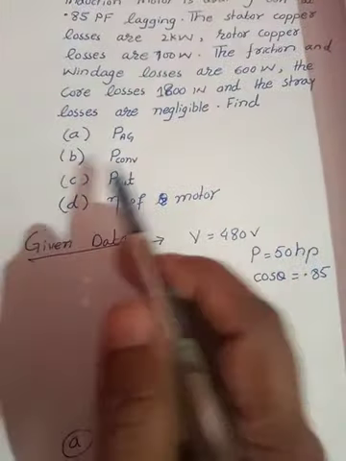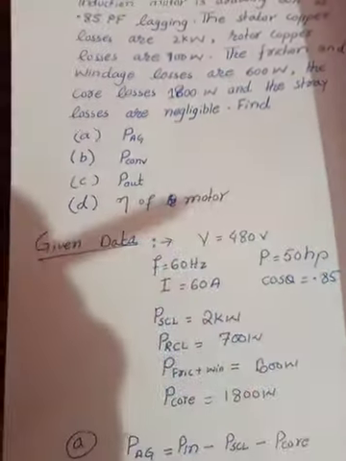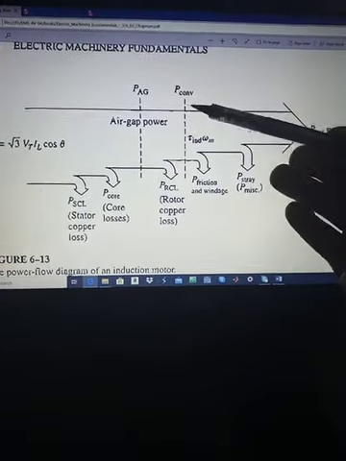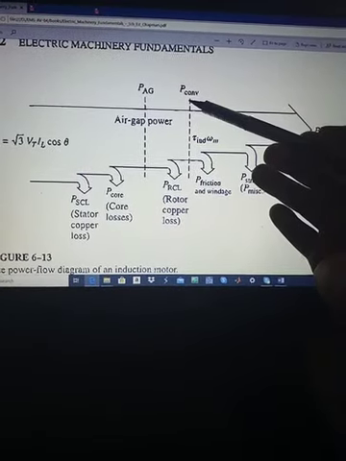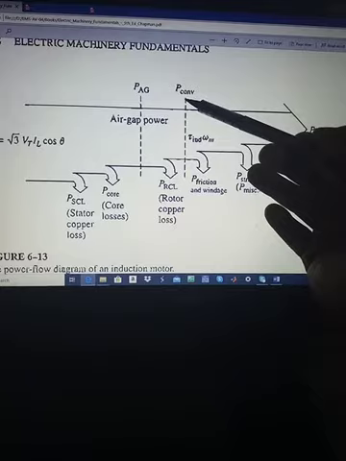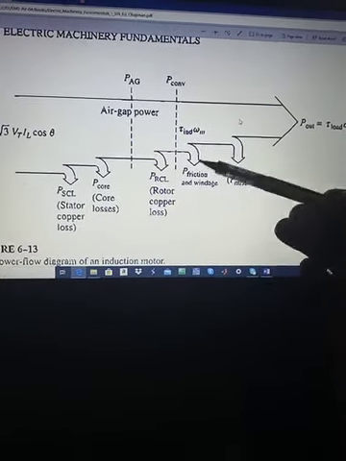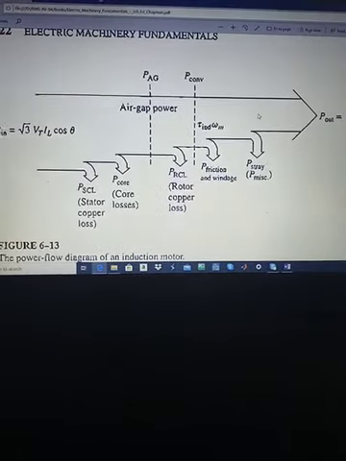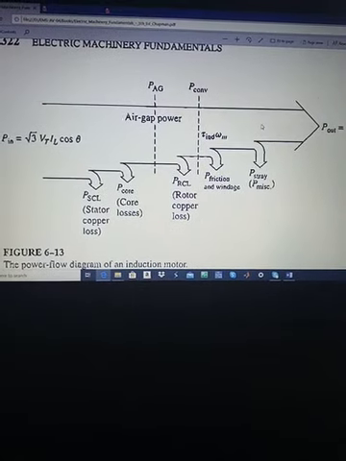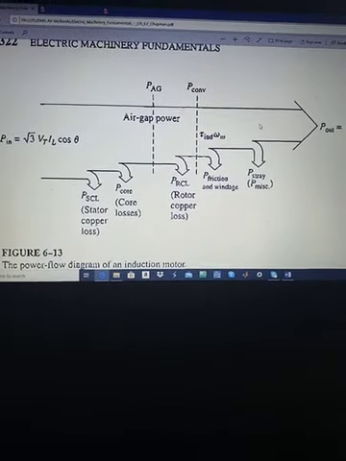In part B, we have to find the power converted. So now again refer to the power flow diagram. This is the power converted. The power converted is the air gap power minus the rotor copper loss. When you subtract the rotor copper loss from the air gap power, you will get the power converted.